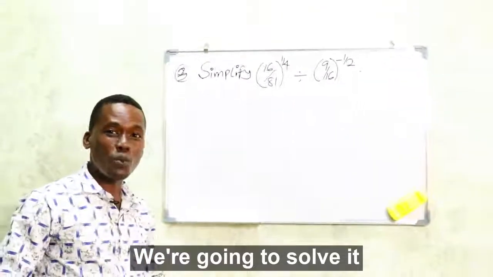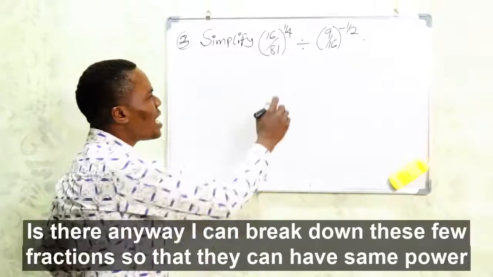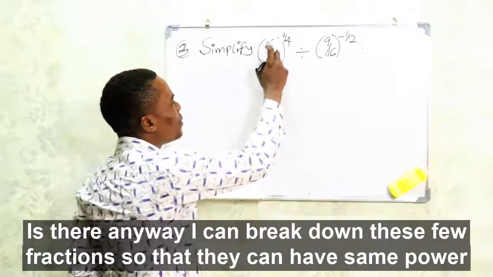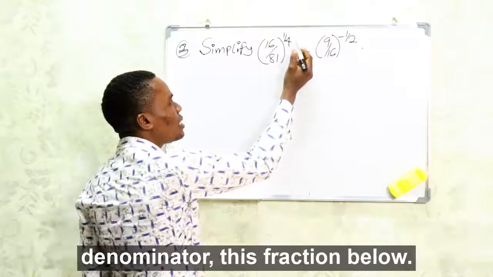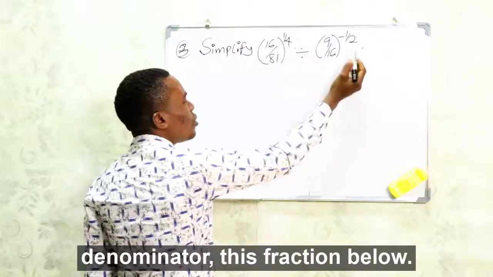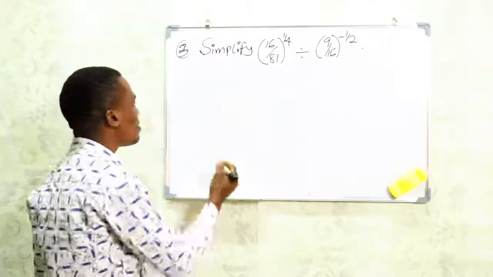Now, if you are given this question next time, what you need to do first is to ask yourself, is there any way I can break down these few fractions so that they can have the same power as this external power, this fraction below? Of course, it is possible. Now, let's go about doing it.